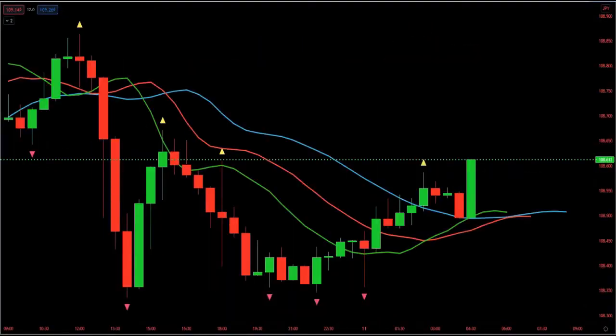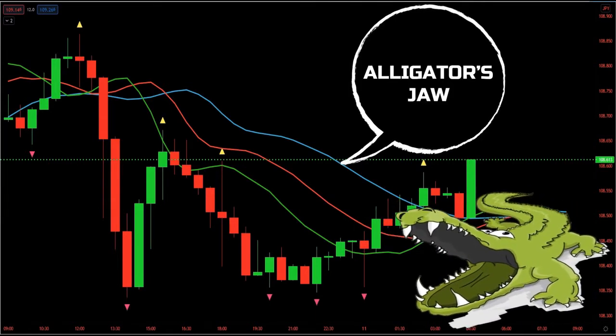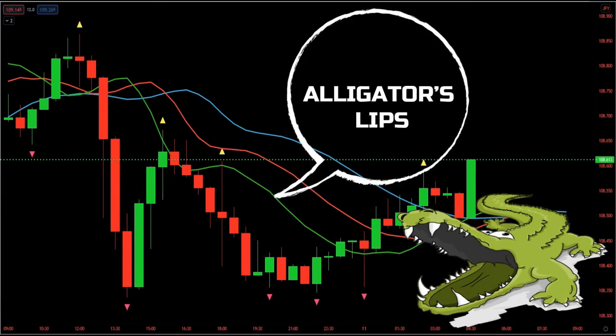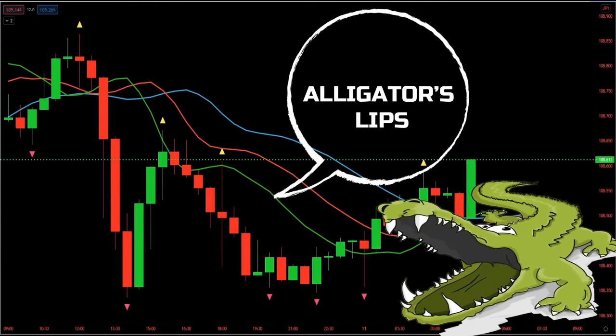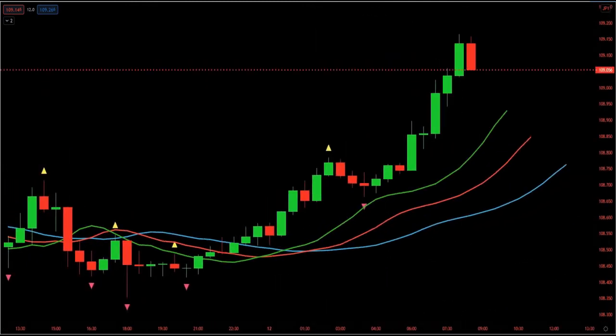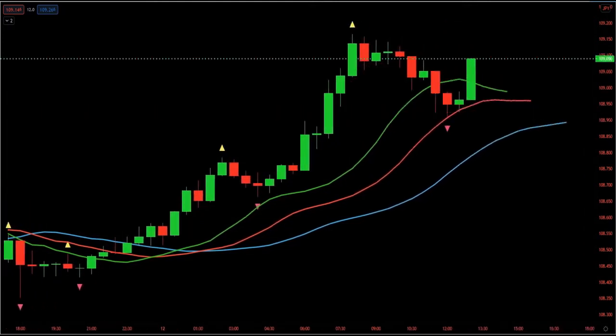This indicator consists of 3 specific moving averages. The 13-period line is called the alligator's jaw, blue color. The 8-period line is called the alligator's teeth, red color. The 5-period line is called the alligator's lips, green color. We will go more into this indicator in a bit. Each of these lines has a specific name because we will reference them later on in the strategy.